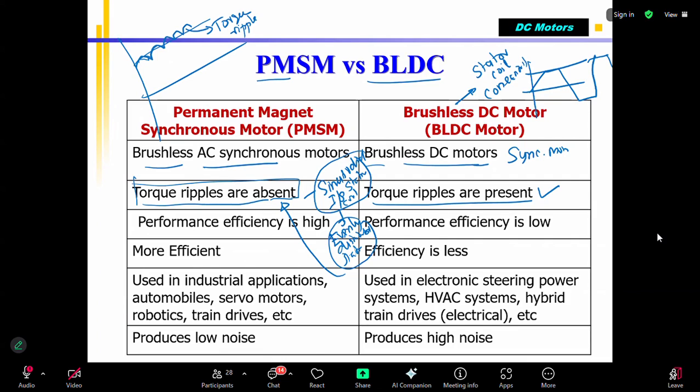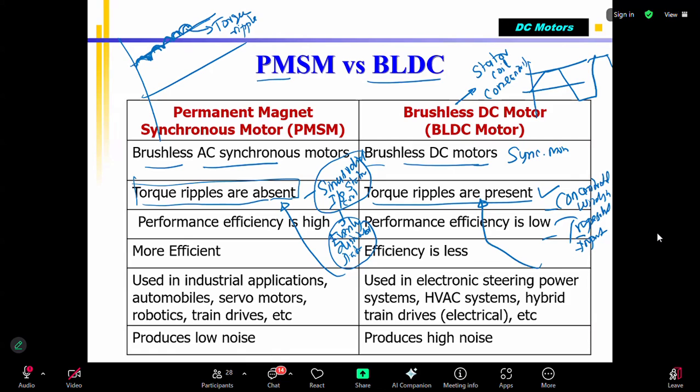But in the case of BLDC motor, it is a concentrated winding, one thing, and we are using trapezoidal excitation, correct? So you will have torque ripples. Ripple torques will be there. It will be like this. It will not be smooth; a slight ripple will be there instead of a smooth torque.